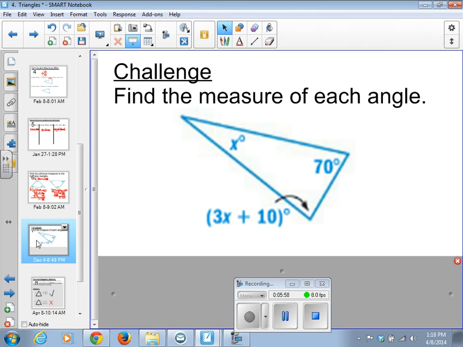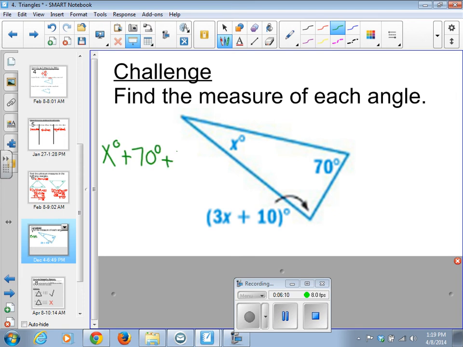So again, it's a triangle. Total measures are 180. So we'll just add them up. We have x for the one angle. We have 70 for another angle. And then the third one is (3x + 10). So, of course, it equals 180. Just do that for the degree symbol. The parentheses mean nothing except just keep that as one measure.